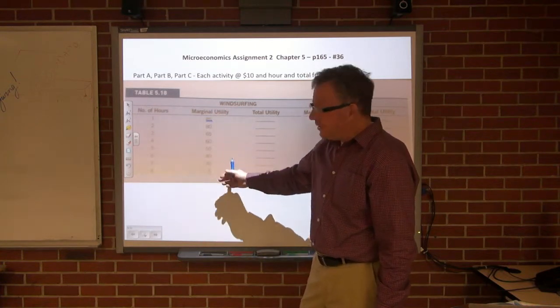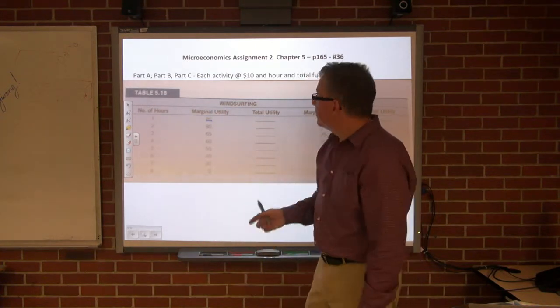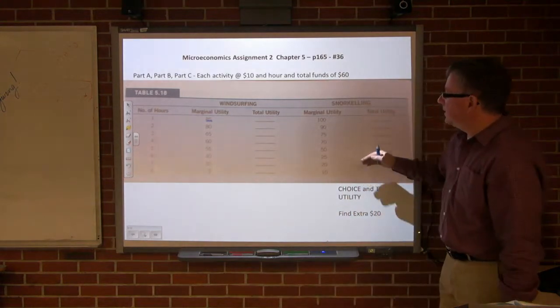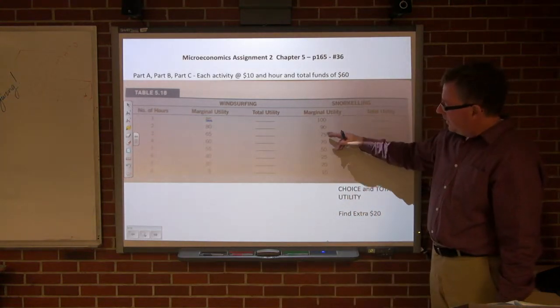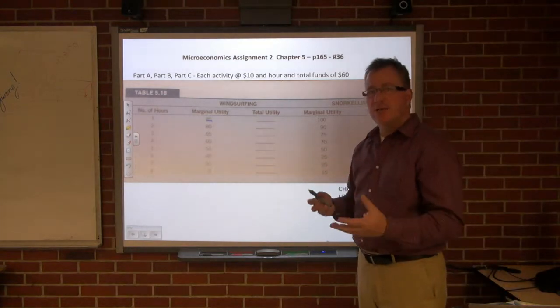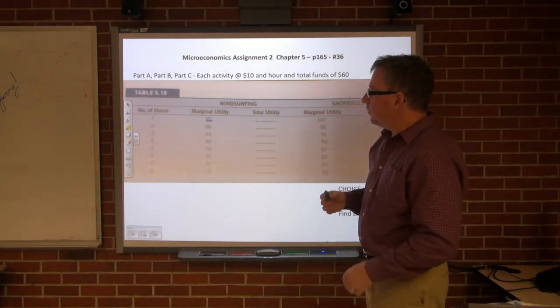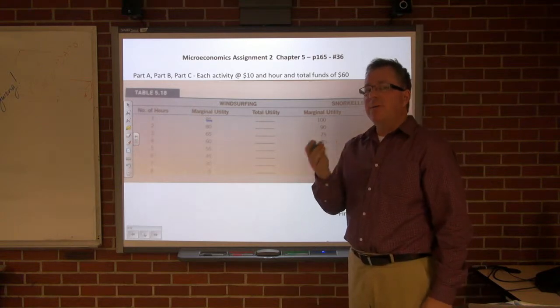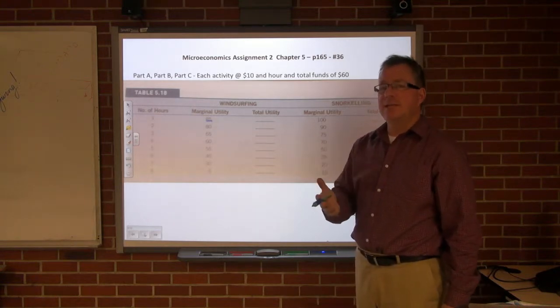So the utility declines as we do more and more of it. Same holds true here with snorkeling. You'll see that it starts off at 100 and it works its way down to 10, because as we get more of it, we're not going to appreciate extra successive amounts of it. So the real question is, how do we balance those off? How do we get the maximum pleasure?